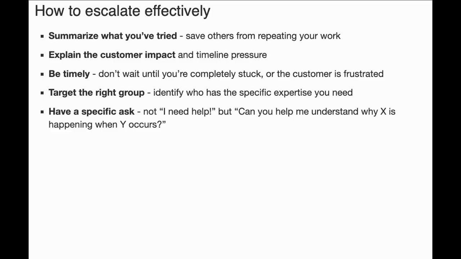Have a specific ask. Not "I need help," but "can you help me understand why X is happening when Y occurs?" Ambiguous questions get ambiguous answers. People are more motivated to assist when the problem and request is understandable and it seems achievable. Consider customer tickets that lack actionable information and compare that to what you're asking. Would you be satisfied with receiving a ticket with that kind of information? If not, structure your ask and ensure it has the right information.